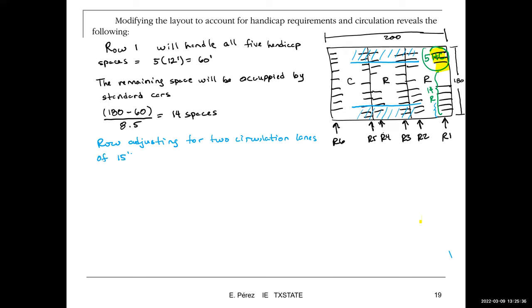Of 15 feet each. So we're gonna cut that space out of these rows. We're gonna have the following: 180 minus 15 times 2, all that divided by 8.5. And this is going to be 17 spaces.